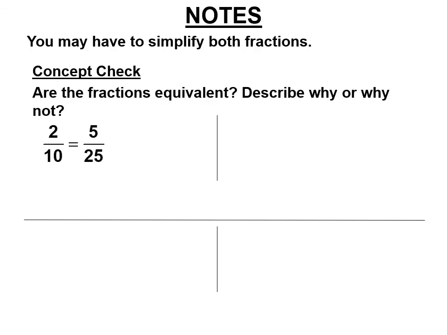All right. So sometimes when you're doing this, by the way, you have to simplify both fractions. So let's simplify 2/10, divide the top and bottom by 2, and you get 1/5, right? 2 divided by 2 is 1, 10 divided by 2 is 5. The other side is divisible by 5, and that simplifies to 1/5. So yes, these are equivalent. They both simplify to the same fraction. That work is your description.